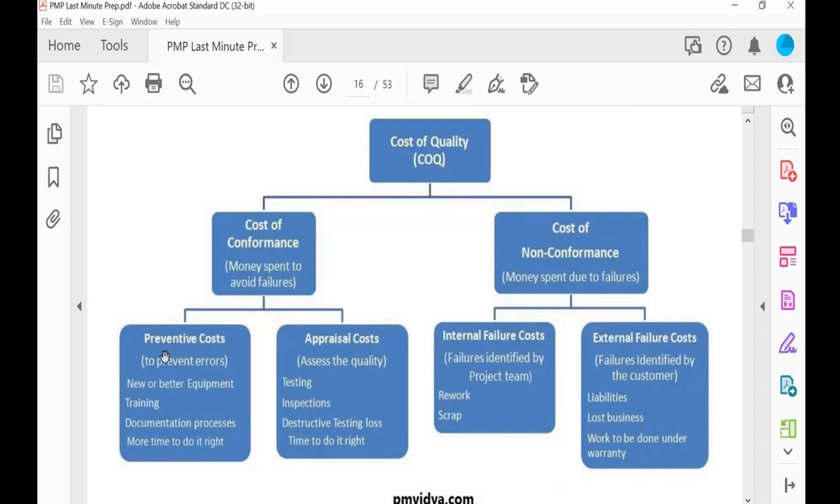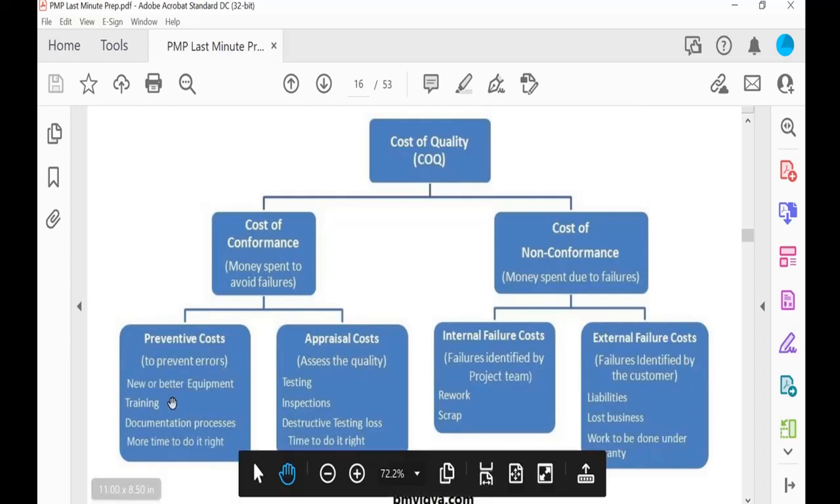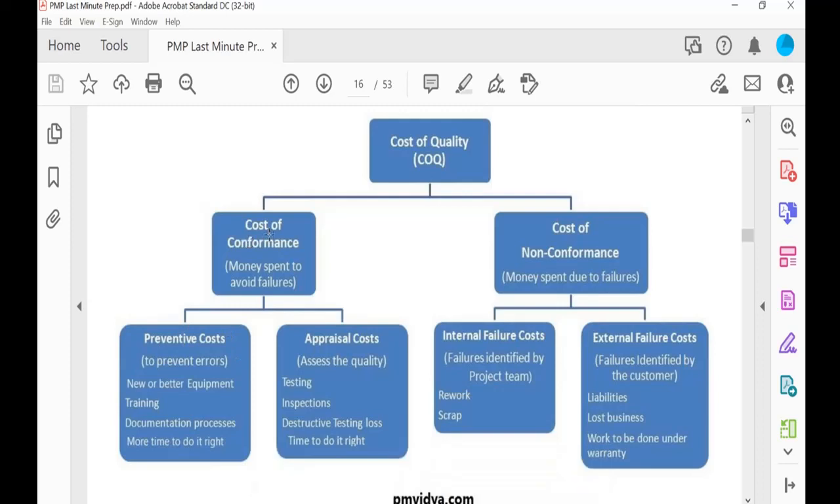So it has two types. One is preventive cost, another is appraisal cost. So preventive means that thing is to prevent errors. Like, if you train your employee to prevent any types of mistakes, for example, you train your employee to be safe, to handle the work in a more efficient way. That is called training, and that is called preventive cost. So remember that training is the preventive cost. Preventive cost is under the cost of conformance.